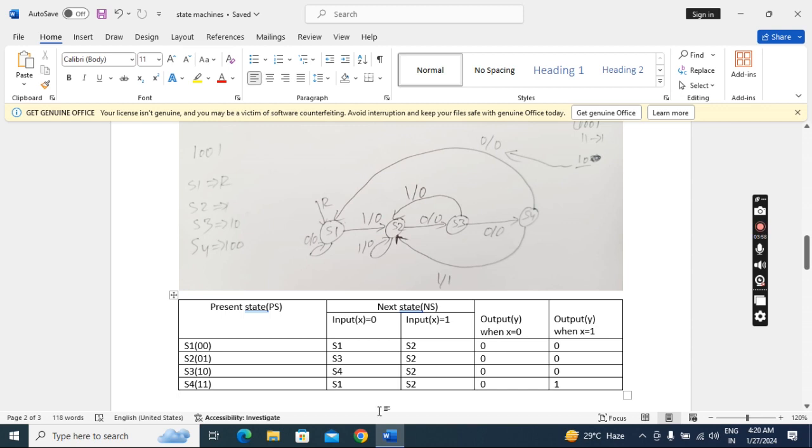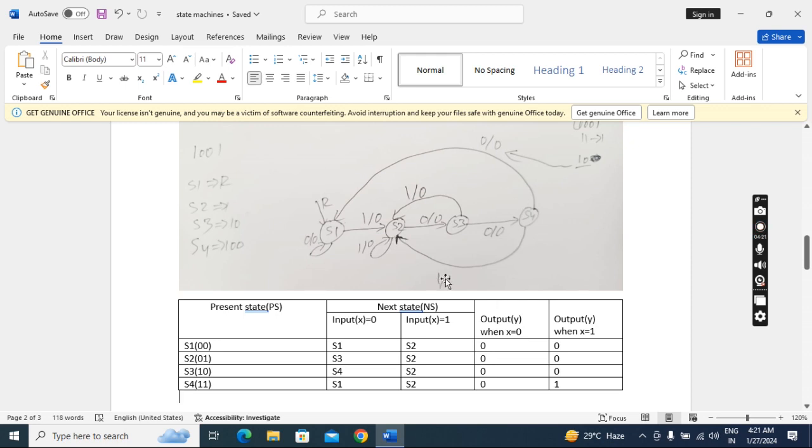Like that we'll see for the last combination. The second and third you can do according to the first combination. Suppose now S4. When I am at S4, this will become the present state. So my present state is S4.